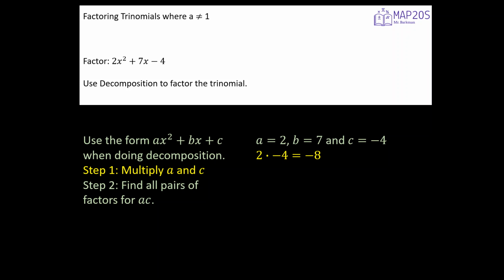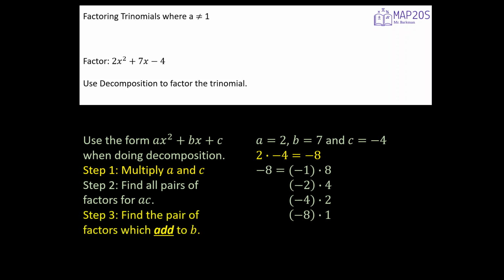Step 2 is to find all pairs of factors for ac. So we're going to take -8 and we're going to find all of our factors. Now you'll notice here, because it's a -8, one of them has to be negative. So I'm going to start with the small ones as negative. So -1 and 8, -2 and 4, -4 and 2, and -8 and 1. Here, if we swap the positive and negatives, it in fact is a different combination, even though it still gives us -8.